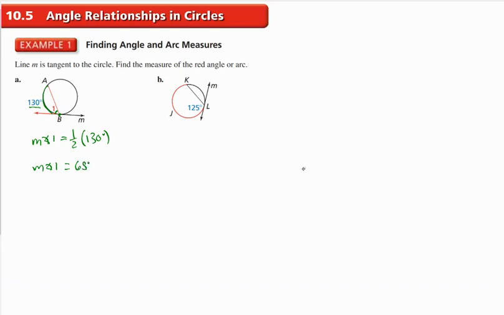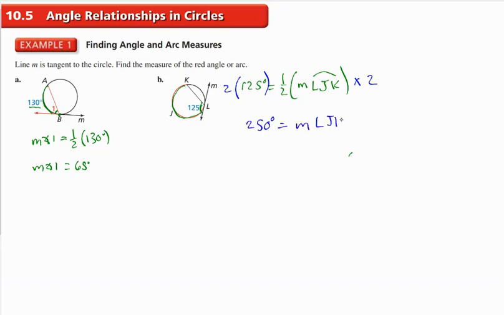In example B, we see that L is a point on the circle. So this angle that is formed by L is 125 degrees. We can say that the 125 degree angle is equal to 1/2 of its intercepted arc. We see that that is arc LJK. So 1/2 of the measure of arc LJK. And to solve, we can multiply both sides by 2. And that gives us 250 degrees is equal to the measure of arc LJK.